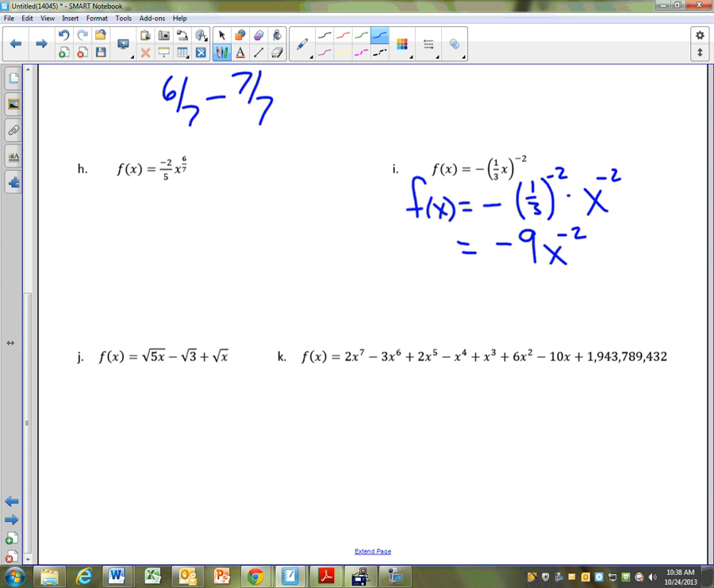Now, let's take the derivative. Yep, we'll eventually put it down, but not yet. We haven't taken the derivative. What's the derivative? 18x to the negative 3, which is 18 over x to the third.